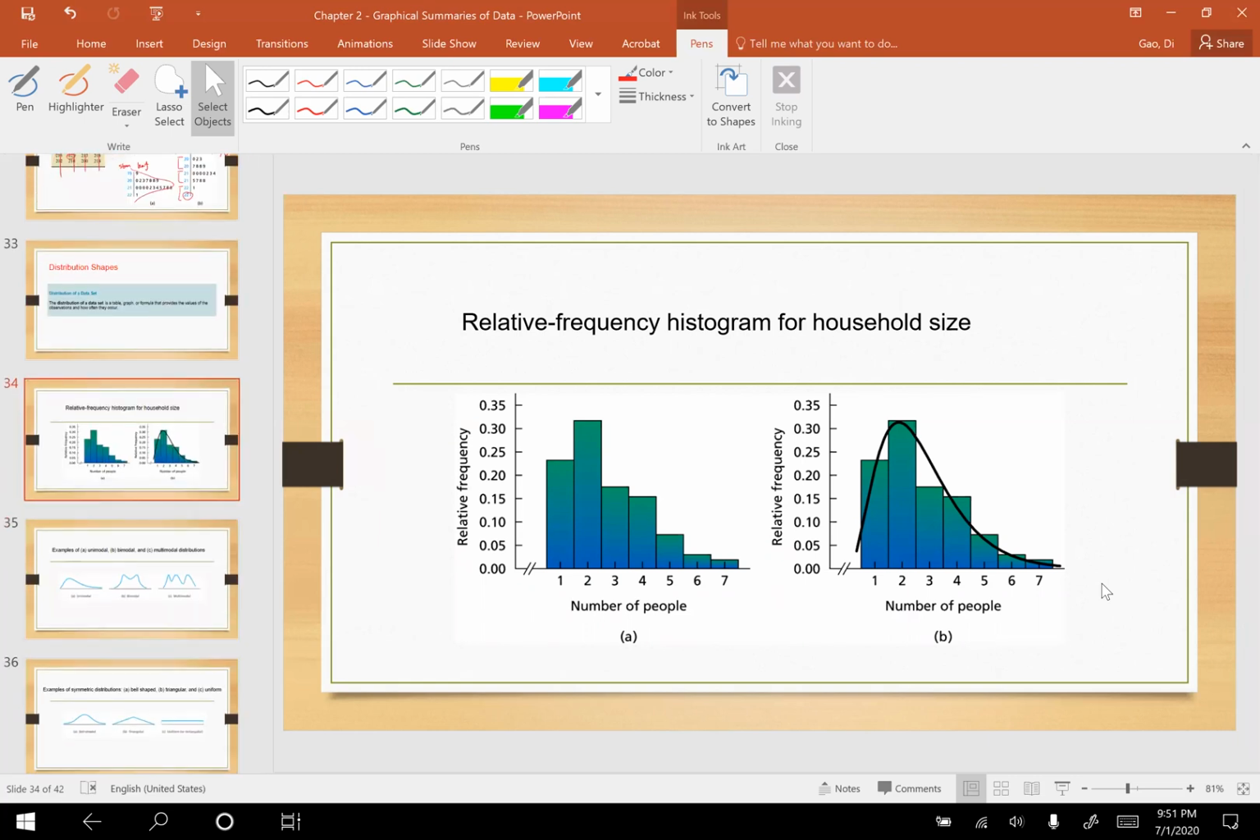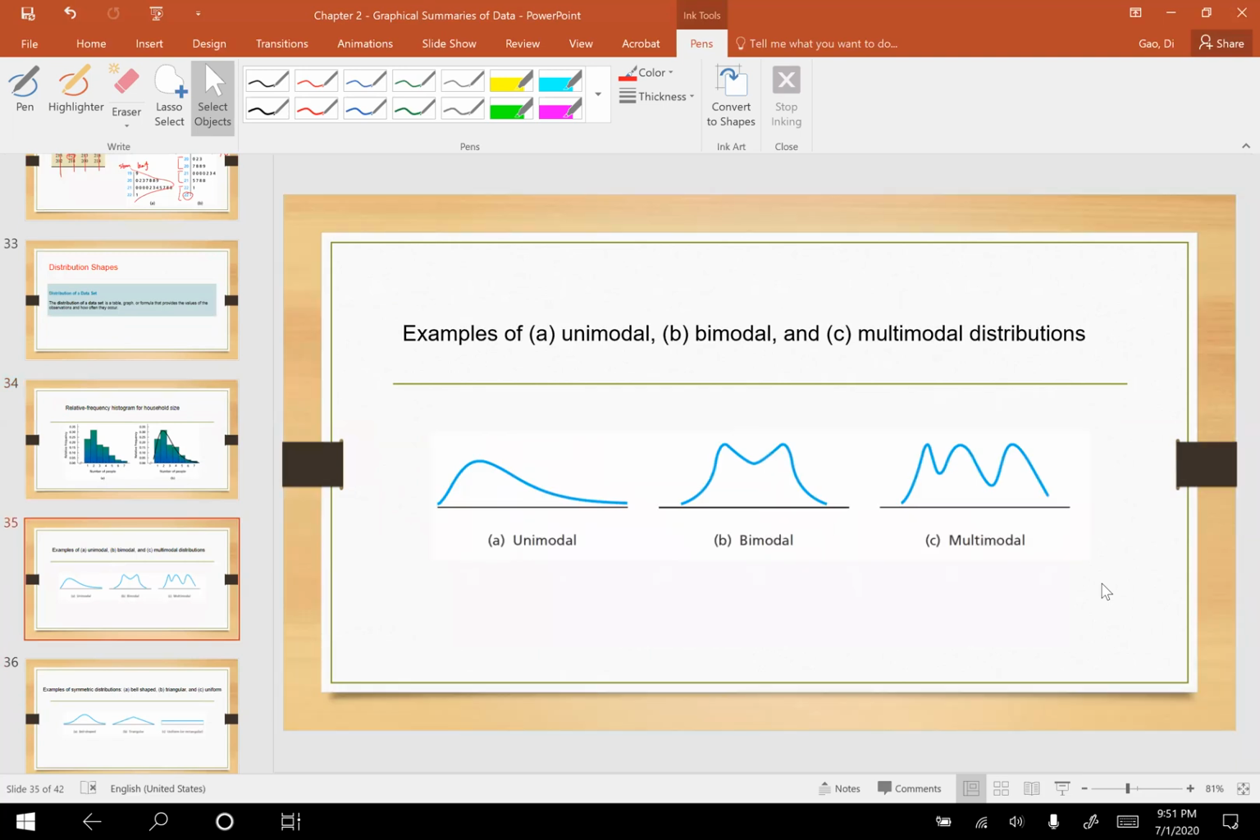And then, for example, if we have a curve or shape like this, we have different definitions for those. If we just have one peak, we call it unimodal. Two peaks, bimodal, and more than that, we call it multimodal.